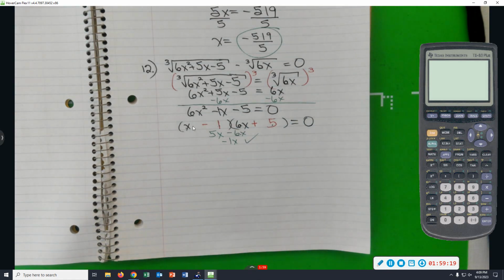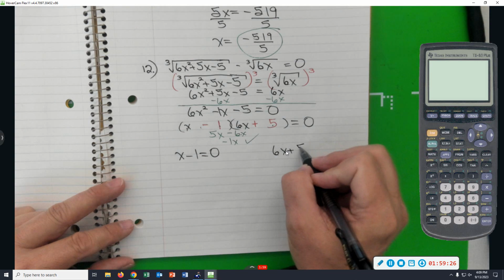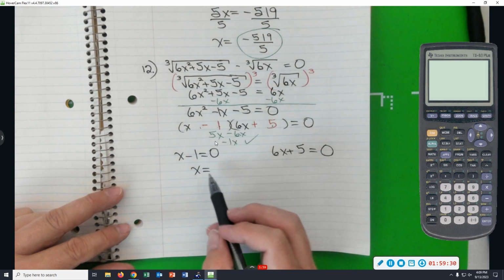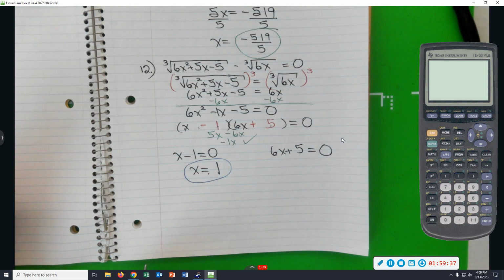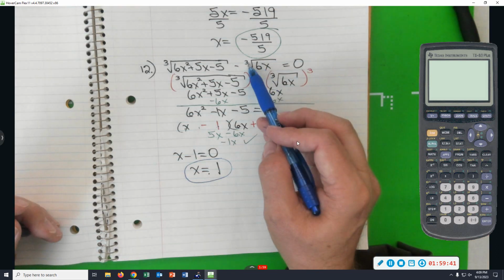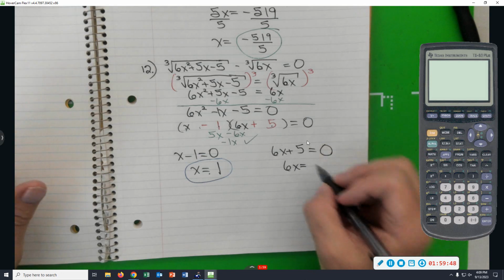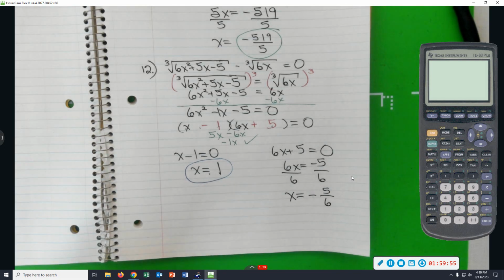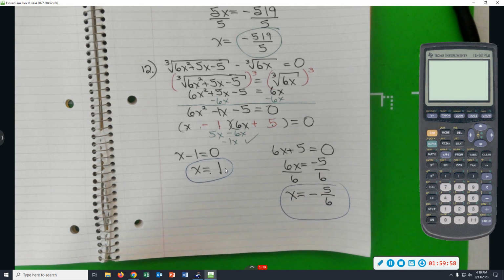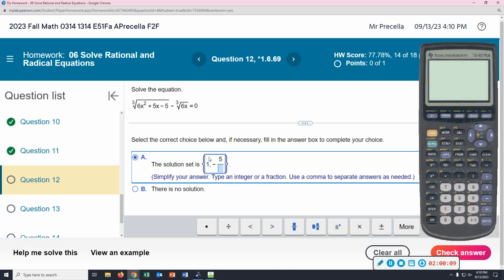Almost done. So set x minus 1 equal to 0. Set 6x plus 5 equal to 0. This says x is equal to 1. And notice I'm boxing in the answer. I don't have to check. It was an odd index. Here, that says 6x equals negative 5. Divide to get negative 5 over 6. So my solutions are 1 and negative 5 over 6.